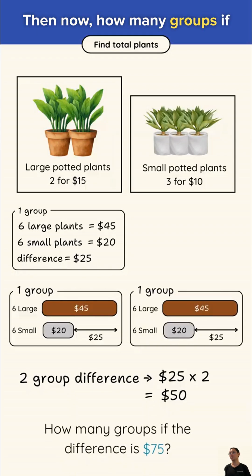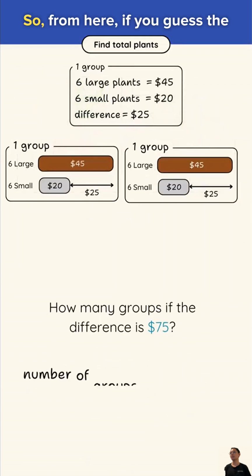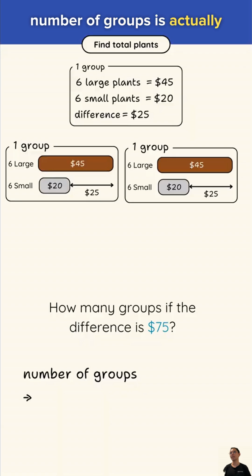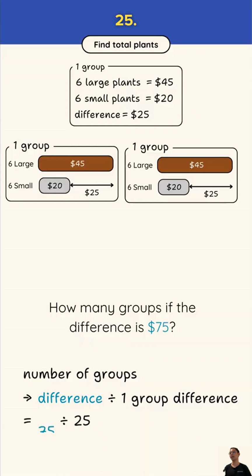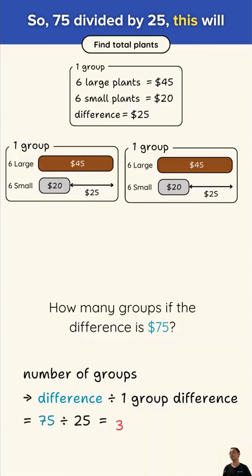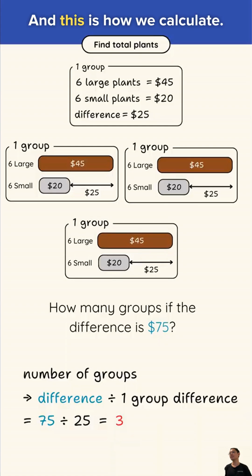Now, how many groups are there if there is a difference of $75? From here, the number of groups is the difference that we're looking for, $75, divided by one group difference, which we know is 25. So 75 divided by 25 will give us 3. And this is how we calculate. And if you were to double check, you see there's 3 times 25, and yes, that's correct.